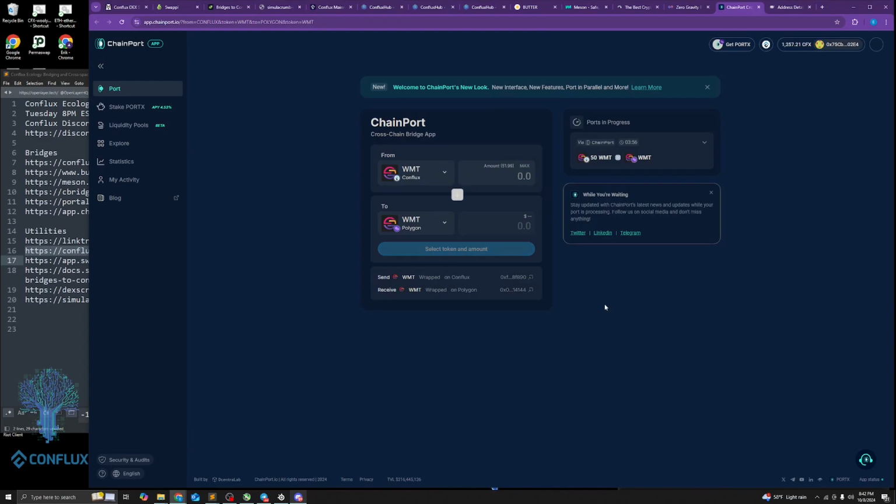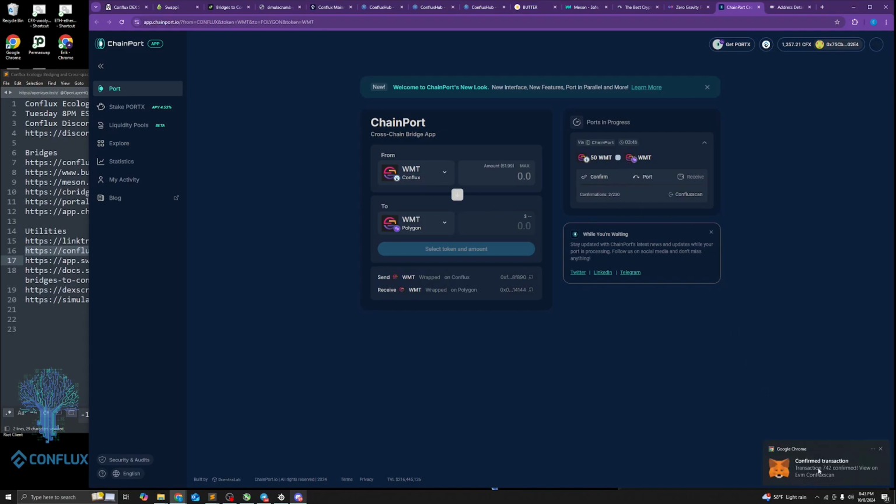Like I said, this is the first time I've used this bridge, so this is new territory. Yeah, it's 4 minutes. Okay, Conflux is done. Looks like it waits for 230, so that's 115 seconds. Conflux does 2 blocks a second. So that's going to count up.